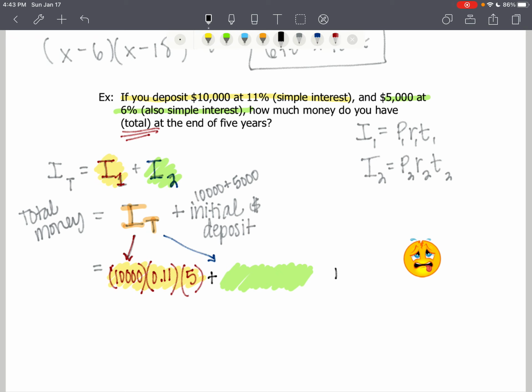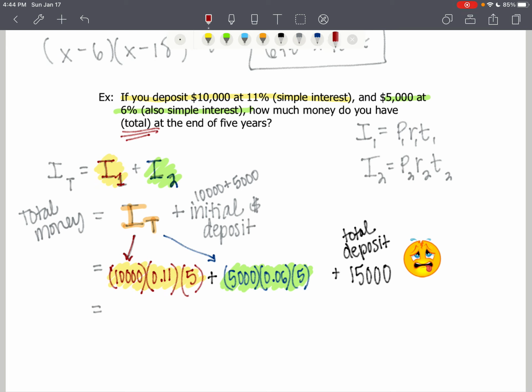And then remember, we're going to add back that $15,000. That's our initial deposit, the total deposit. Just because we're depositing it doesn't mean we don't have it anymore. We deposit it and we still have that money plus all the interest that we earned. So we'll have $5,000 for our principal times our interest rate of 6% for 5 years.